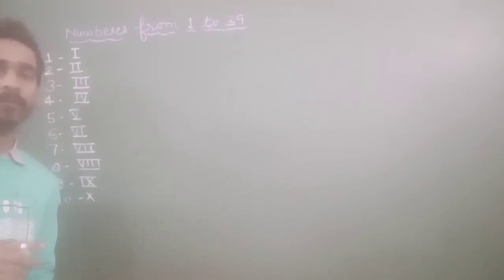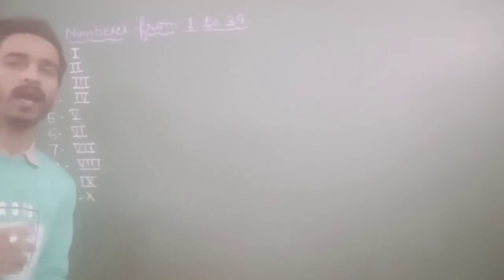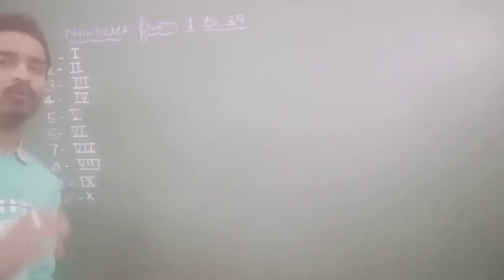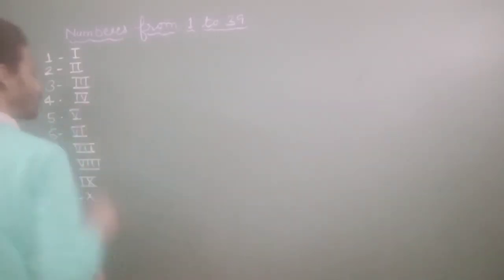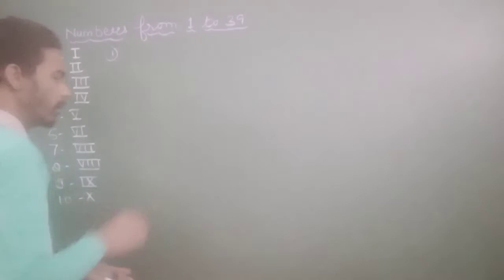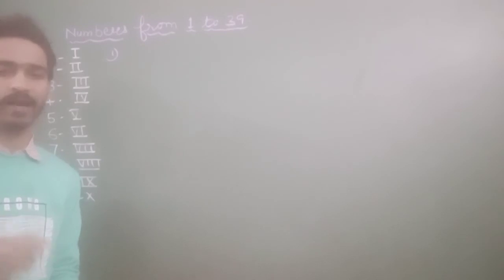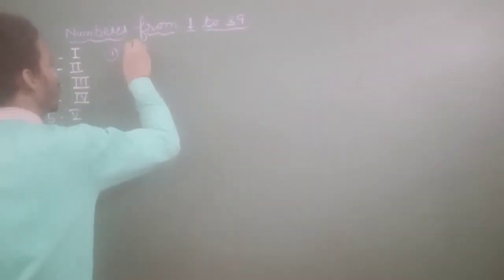Rule number 1: I and X can be repeated 3 times. Repetition means addition. And V cannot be repeated. Listen carefully.